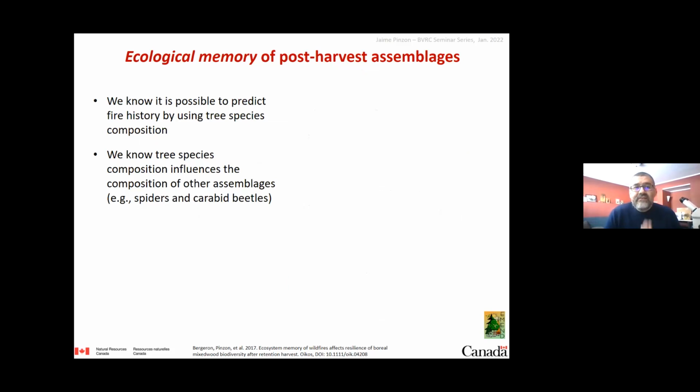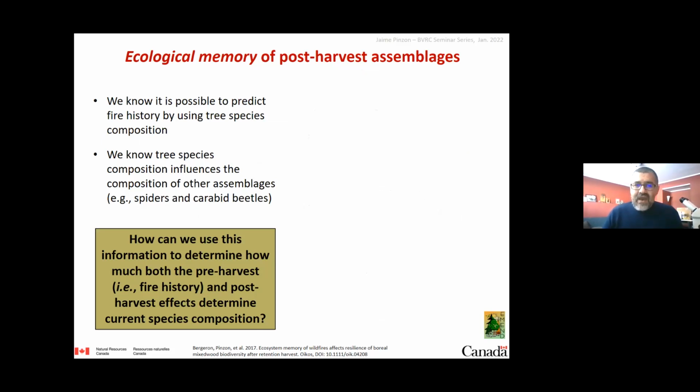Now we know that we can predict fire history using the tree species composition, which is more readily available than the actual fire history. And we know that the tree species composition has an influence on the composition of other assemblages. So the big question is how we can use this information to determine how much both the pre-harvest and the post-harvest effects influence the current species composition. This is like looking at the accumulation of disturbances, and how that cumulative effect determines what we see today in the present.